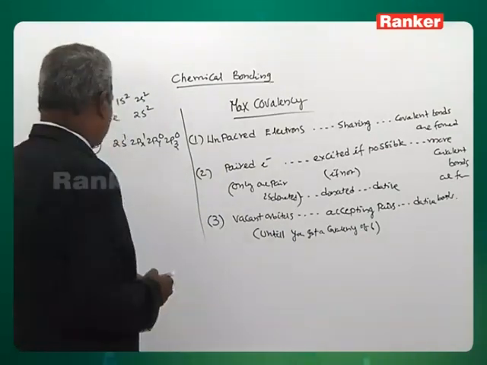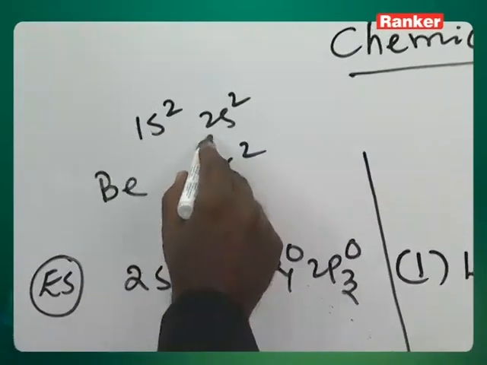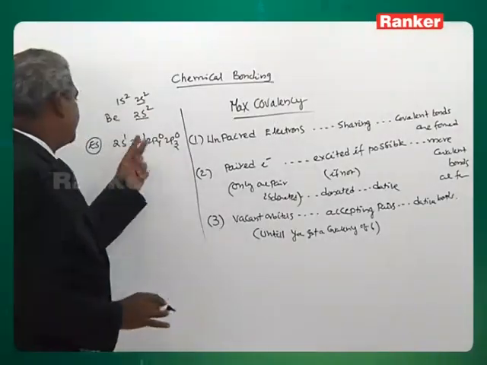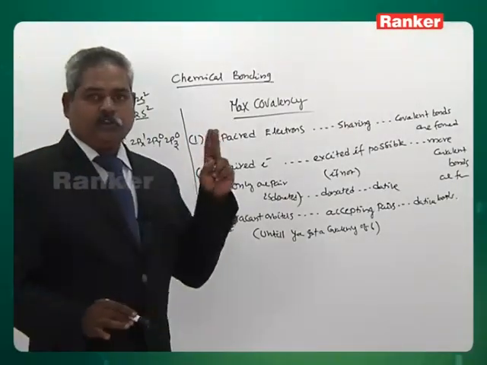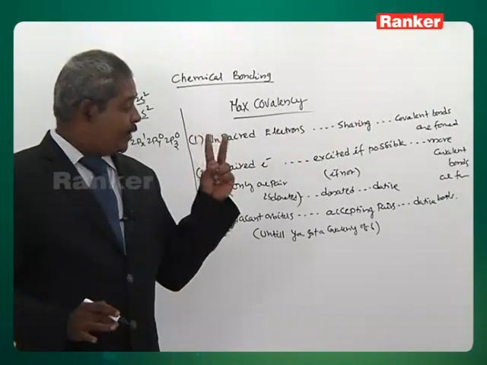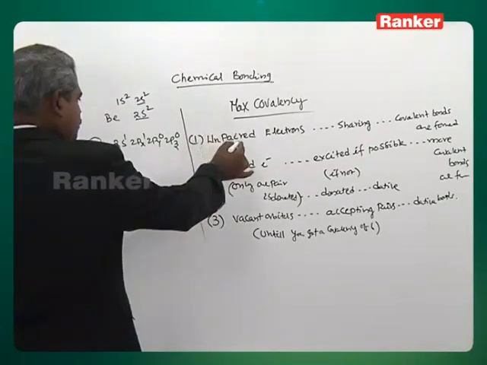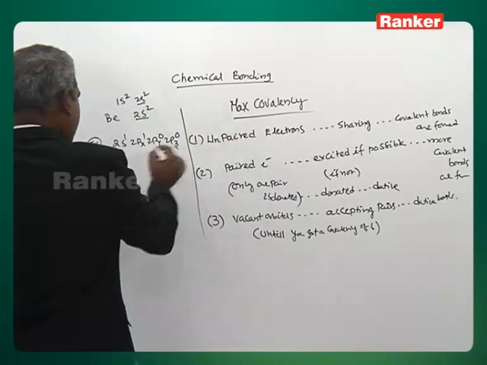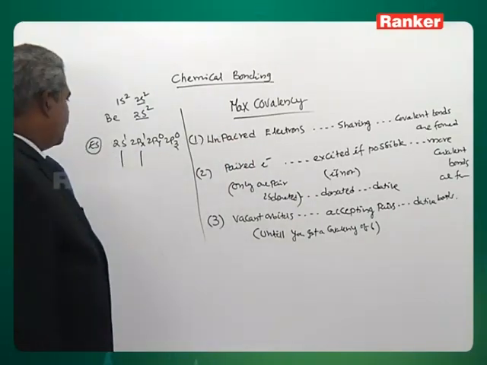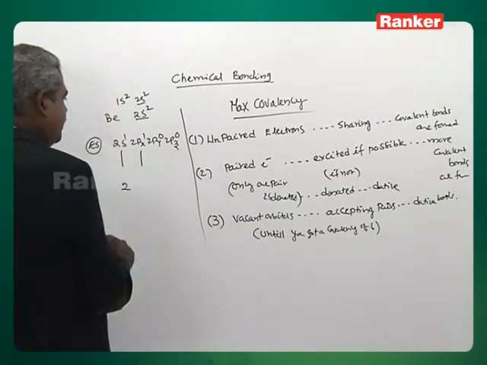So beryllium also has only 2 electrons in the valence shell, and that too, only after excitation, the pair becomes unpaired. Originally it is a pair of electrons, and only after giving energy, after breaking the pair, it becomes unpaired. Now apply this: unpaired electrons are used in sharing. So beryllium forms 2 bonds by sharing.